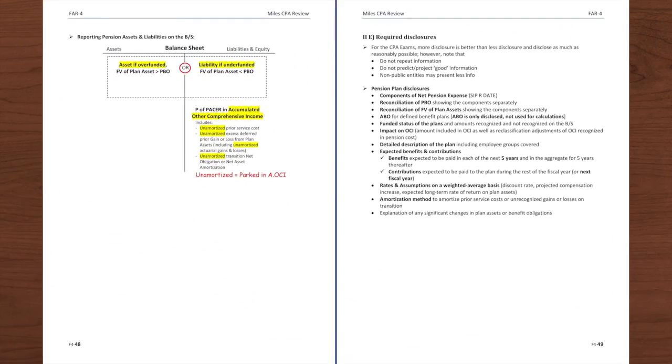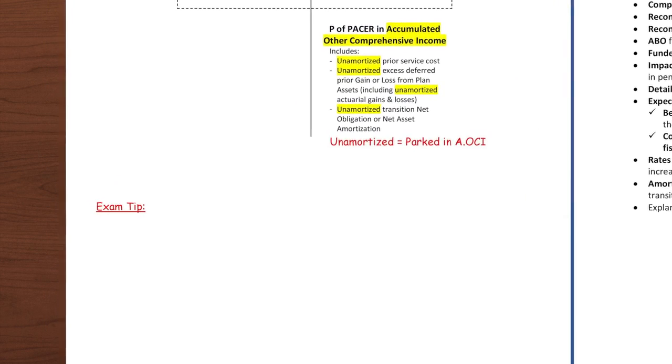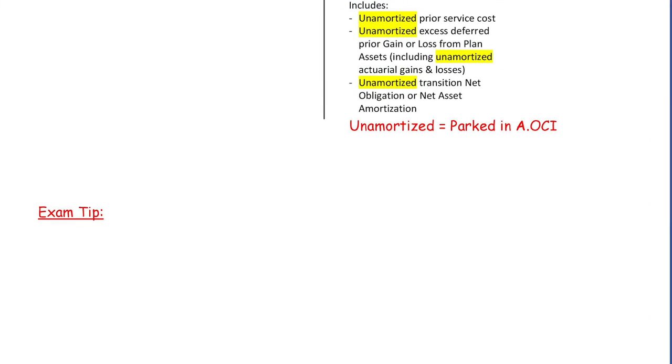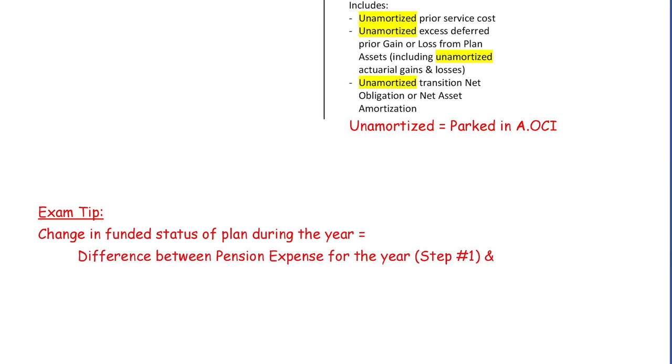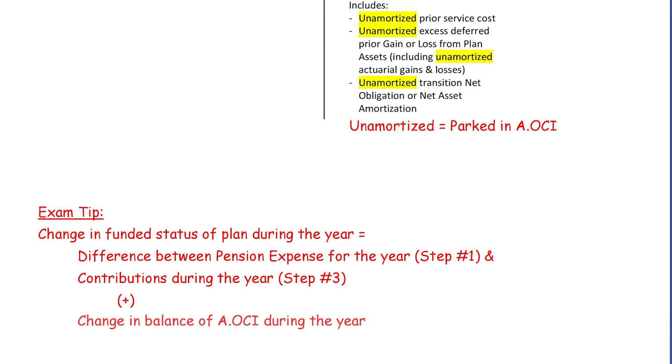On the second half of page 48, there is an exam tip. And this is a very useful tip, especially when you're solving multiple choice questions on pensions. Change in funded status of the plan during the year is equal to the difference between pension expense for the year in step 1 and contributions during the year in step 3. And to this you need to add the change in balance of accumulated OCI during the year.